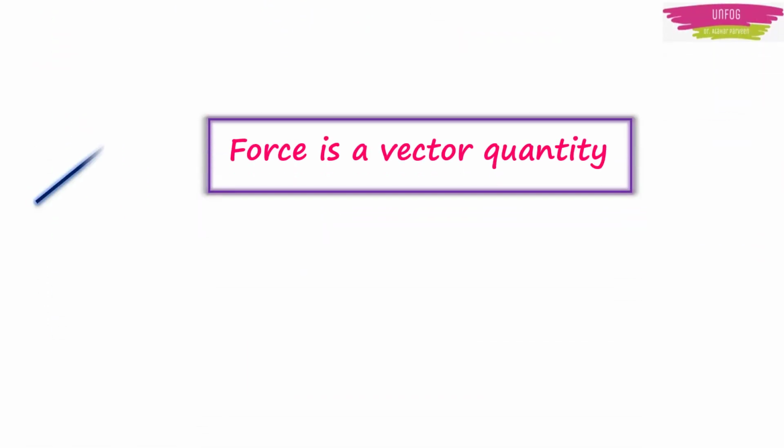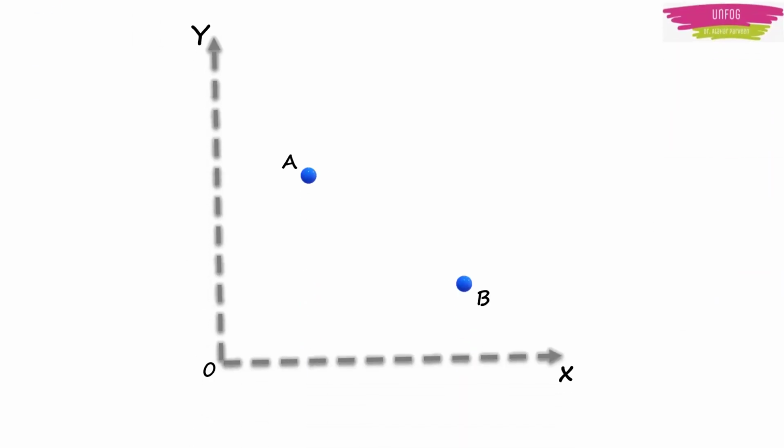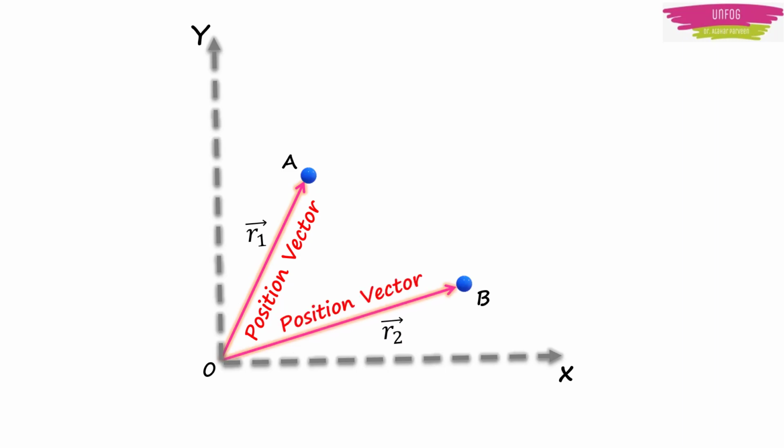For this, we need to use the fact that force is a vector, so it obeys the vector law of addition, and we also need to recall what is a displacement vector. Now, consider 2 points A and B lying in a 2D space coordinate system. Let the position vector OA, or the distance between point A and the origin, be r1, and position vector OB, or the distance between origin and point B, be r2. The shortest distance between points A and B is called the displacement vector, and since it is a vector, it has direction.